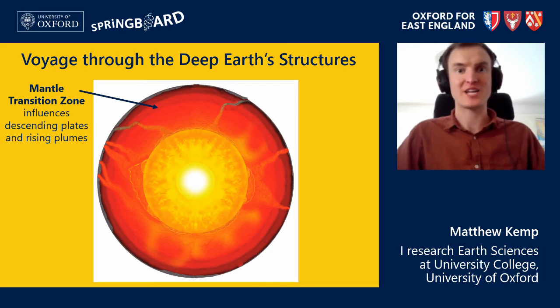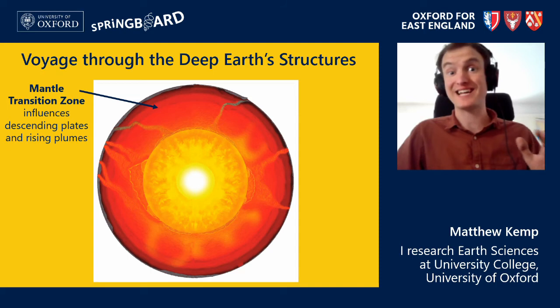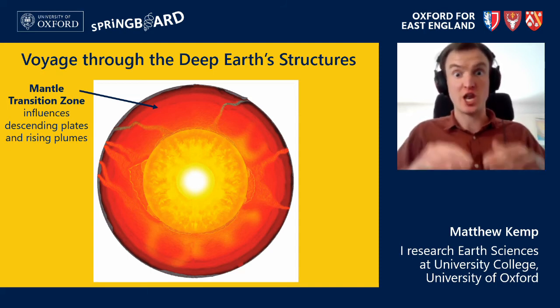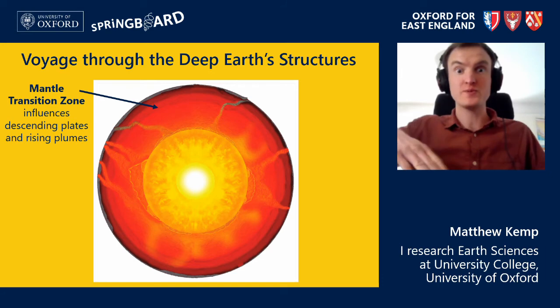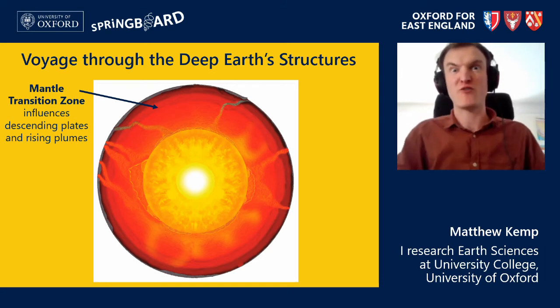Finally, we have the mantle transition zone, which is between 410 kilometres and 660 kilometres depth. It's the boundary between the lower mantle and the upper mantle, and it affects the movement of descending slabs and upwelling plumes, and often filters different materials out. It's quite an important and interesting boundary.